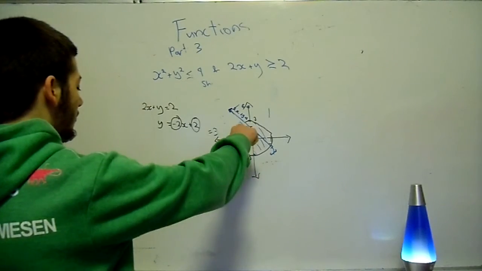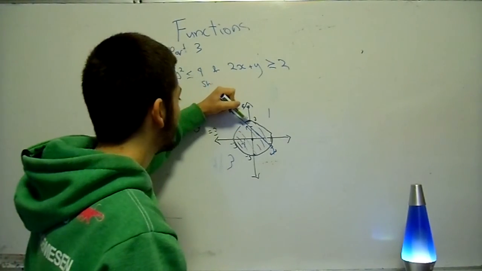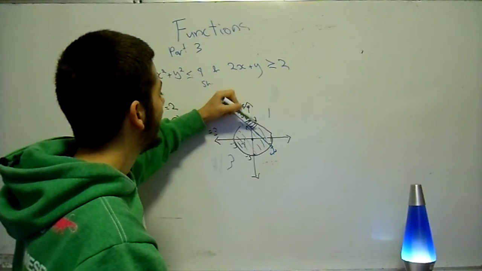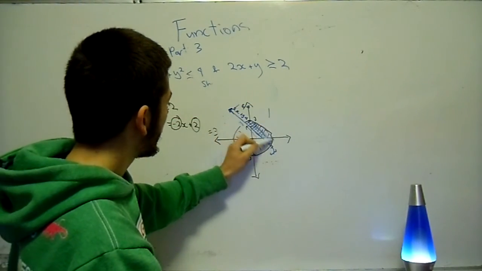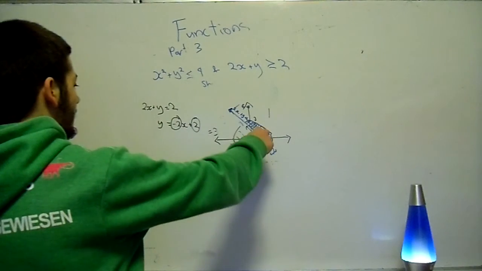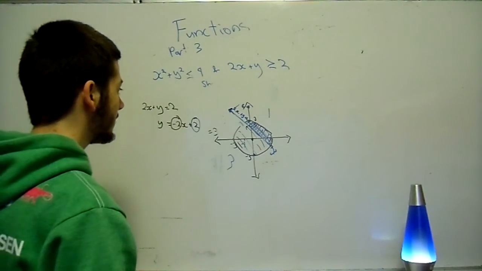But because we've got two overlaps, we're just interested in this little part here. So this is the actual shaded area that we're looking at. And that's the answer to the question.